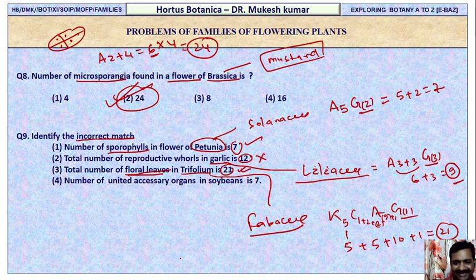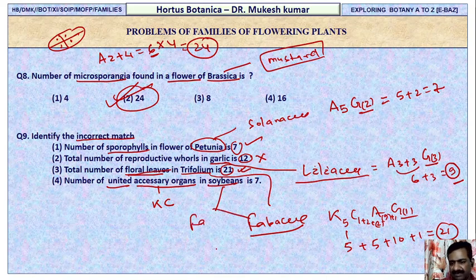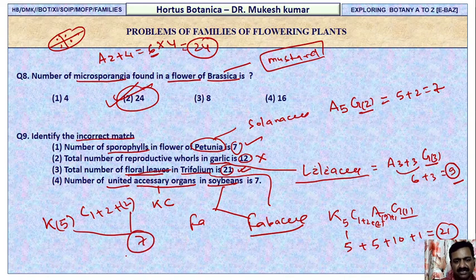So very interesting, no? Now, number of united accessory organs. Accessory organ means calyx and corolla. United means they must be fused. In soybean, again Fabaceae family. So they are talking about accessory whorls. Calyx, how much? 5 and fused. Corolla 1 plus 2 plus 2, and only this is fused, and this is one fused. So 5 plus 2, total fused is 7. So the answer is 7. This is correct. Otherwise, these are free, so they will not be counted among the accessories. Very interesting, and a completely new question I created for you today.